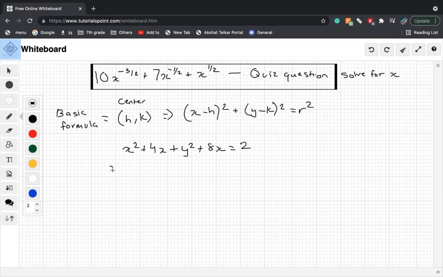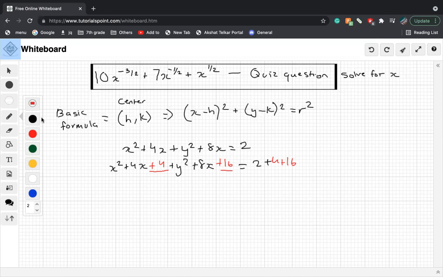So let me write this down again. x^2 + 4x, and then plus 4, right? Now let's go back to plus y^2 + 8y. And remember, this 8 divides to 4 and 4. 4 times 4 is 16, plus 16, right? And this is all equal to 2, plus, and then remember what we added here, 4 plus 16, right? And so this will give you a perfect square, and it will give you a basis for r squared.